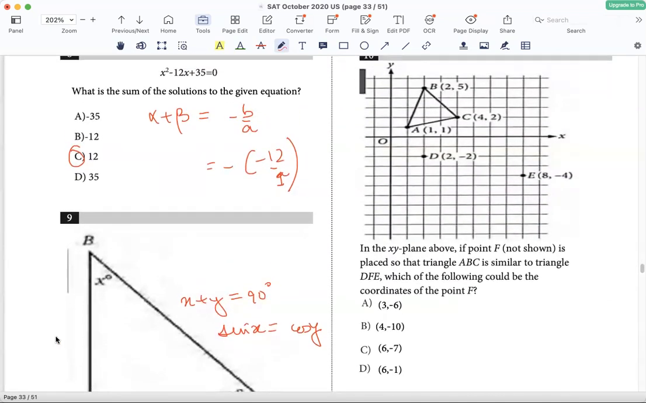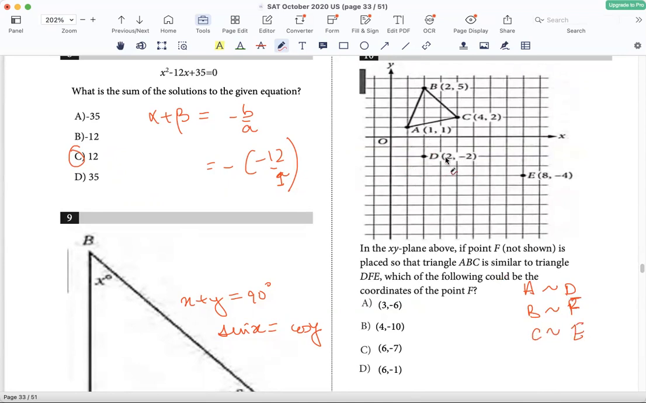In the xy plane above, if point F, not shown, is placed so that triangle ABC is similar to triangle DFE, which of the following could be the coordinates of point F? Okay, so A corresponds to D, B corresponds to F, and C corresponds to E, right?